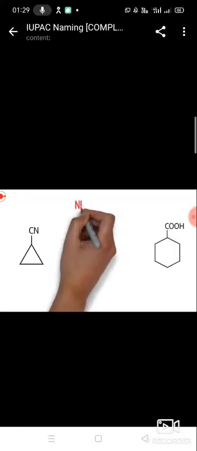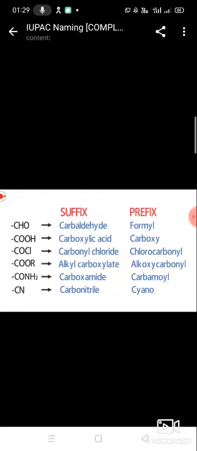So nitrochlorohexane or nitrohexane. CHO is carbaldehyde or formyl. COOH is carboxylic acid or carboxy. COCl is carbonyl chloride or chlorocarbonyl. Next, COO is alkyl oxycarbonyl or alkoxycarbonyl. So learn all those abbreviations of the functional groups.